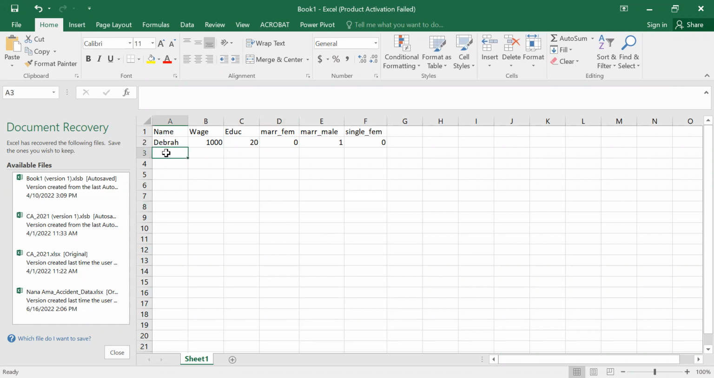So let me take my colleague here, Perpetua. Let's say her salary is 2,000. She's a senior lecturer. I'm just a lecturer. Education, also PhD. Let's say, assuming she did a postdoc, so let's say 22. Is she a married female? Yes, so she takes 1 for married female. Is she a married man? No, 0. Is she a single female? No.